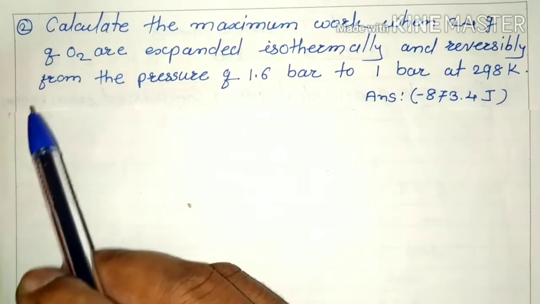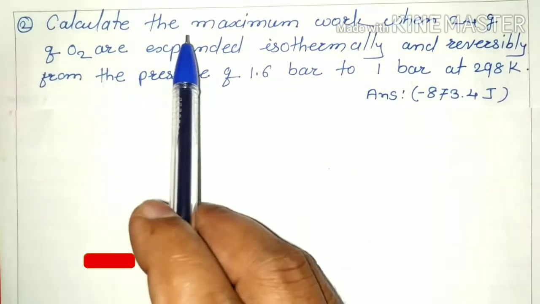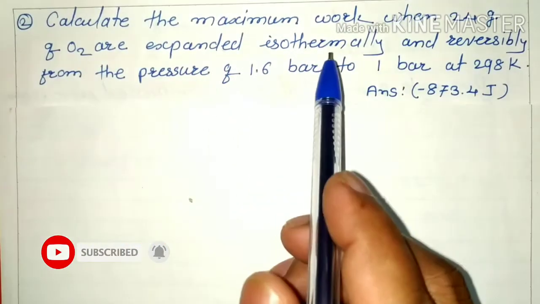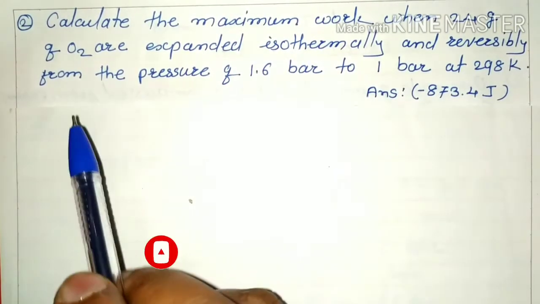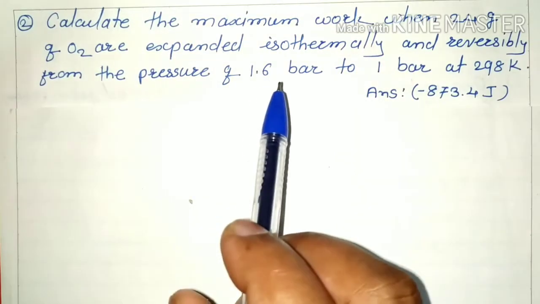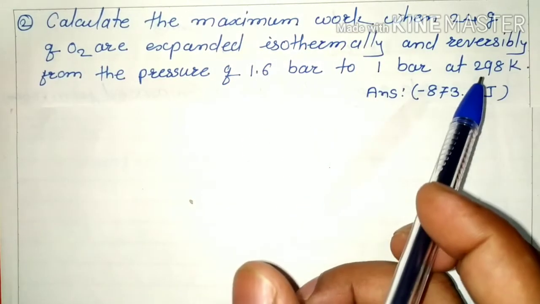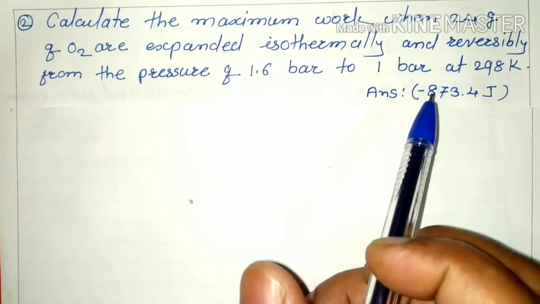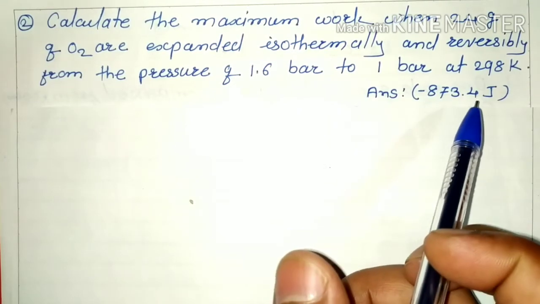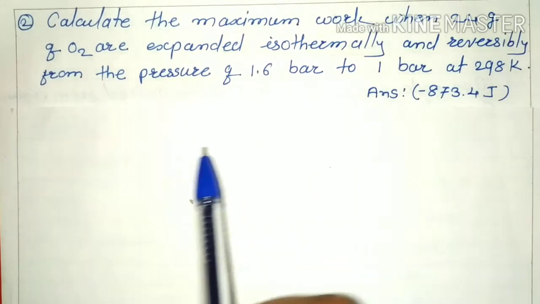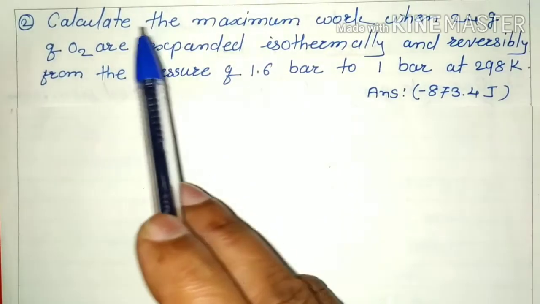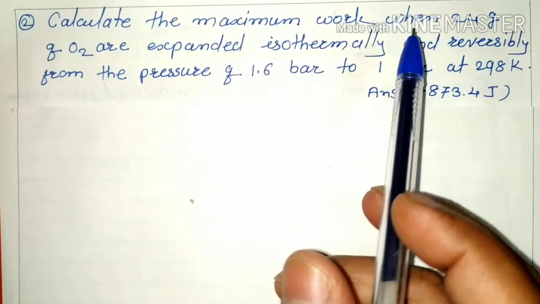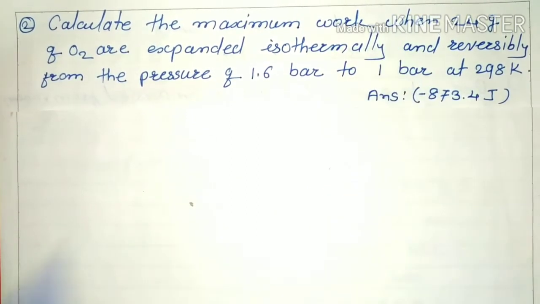Now the second example. Calculate the maximum work when 24 gram of oxygen are expanded isothermally and reversibly from the pressure of 1.6 bar to 1 bar at 298 Kelvin. Okay, answer is minus 873.4 joule. So in this example you have to calculate the maximum work and the given data is here.